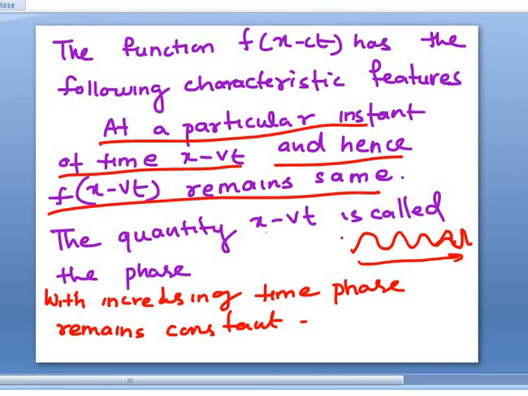Here what happens is that in the second case, x plus vt, when t increases, x should decrease. Then only x plus vt will remain constant when it is traveling in this direction. For the time being, let us only consider this. So with increasing time, phase remains constant. With the same waveform, if the waveform is the same, then the phase is constant. So that's it. That is the thing which I wanted to discuss today. So thank you.